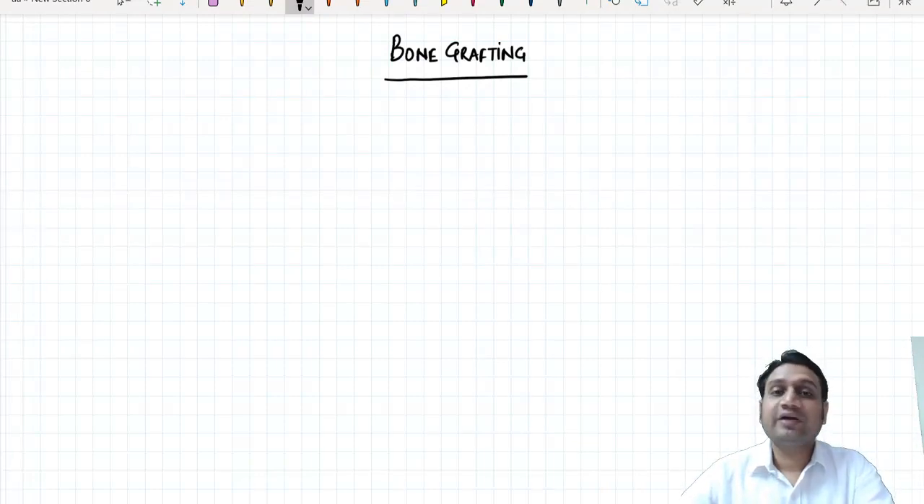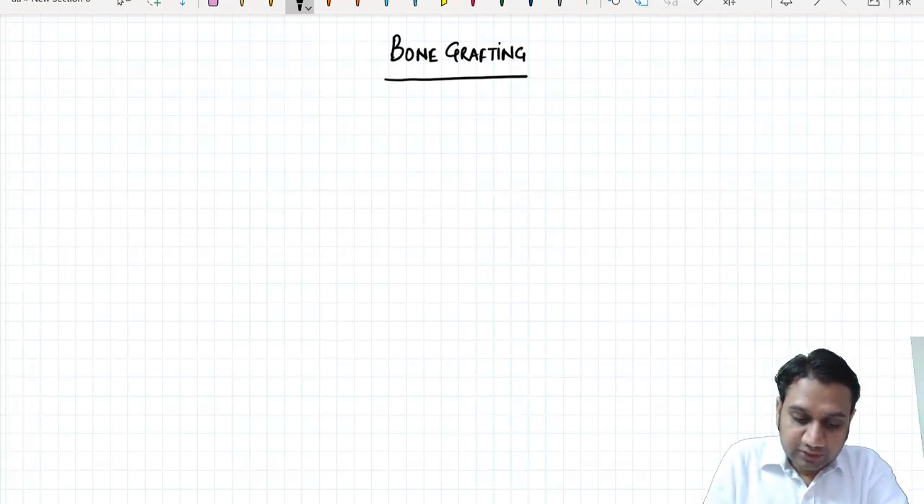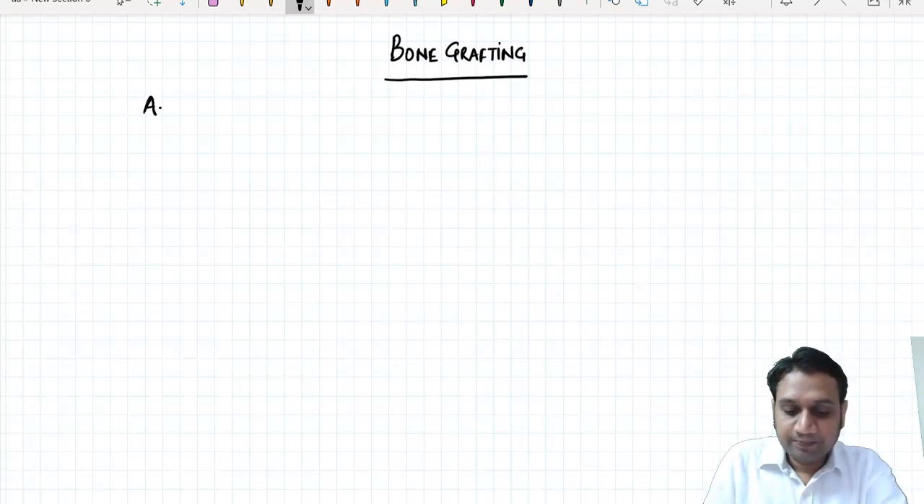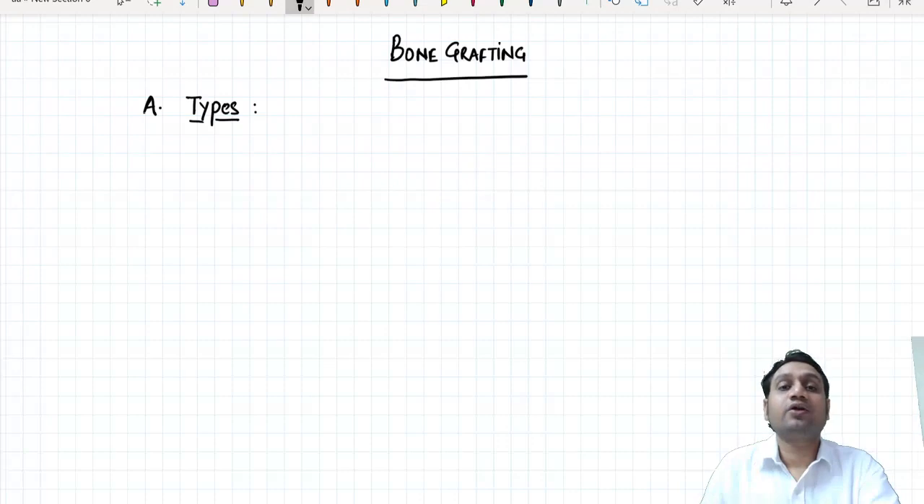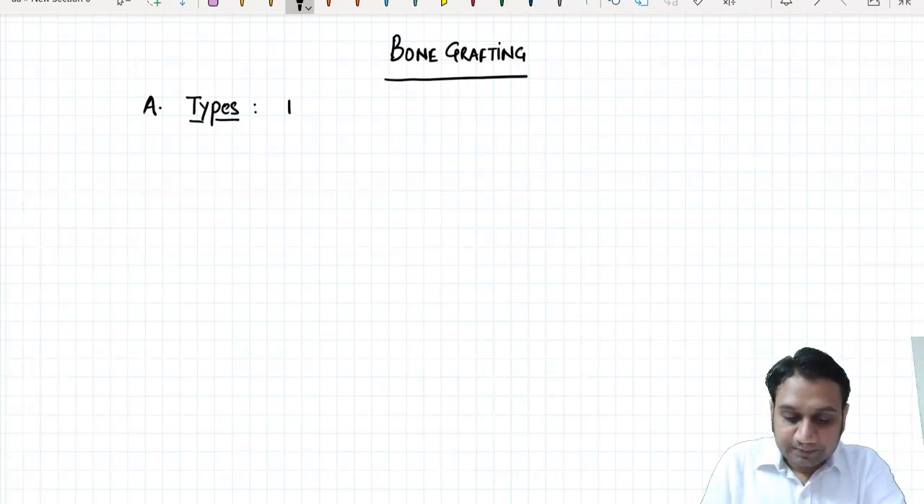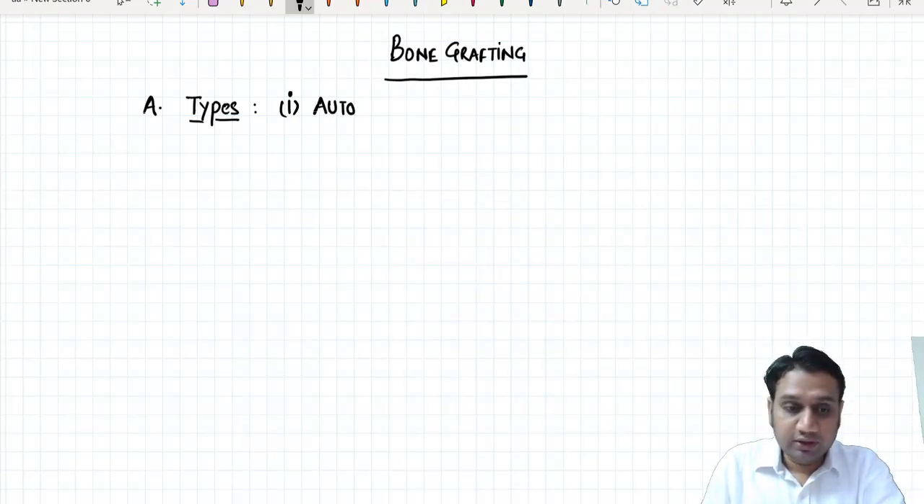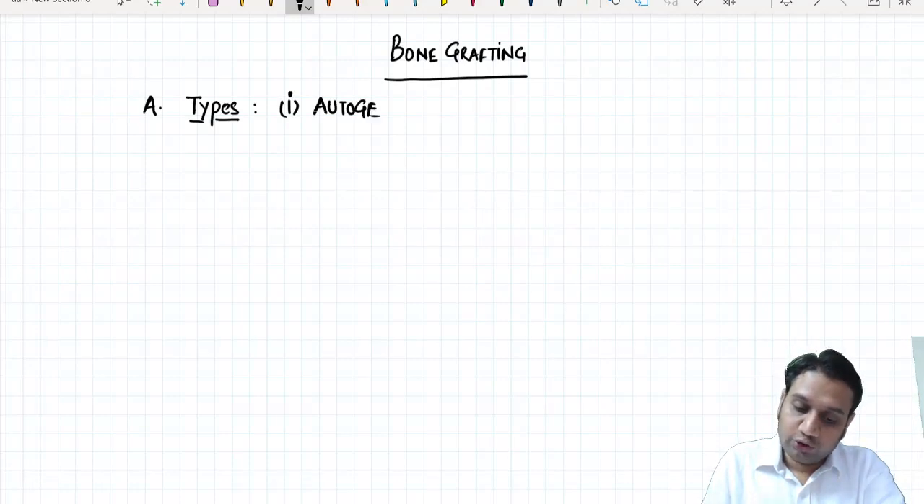So what are the different types of graft that we can use? There are multiple types of graft that can be used or that can be learned, basically. So the first point in this bone graft would be, what are the different types of graft that you should know? What are the different regions, or the sources, from where you can take a bone graft? What are those? Number one is what you call an autograft or autogenic graft.